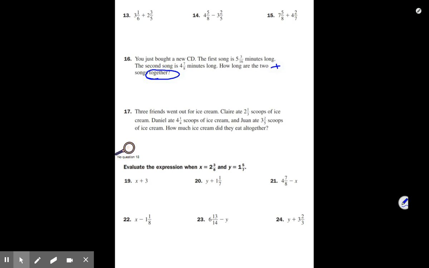Okay, number 17. It says, 3 friends went out for ice cream. Ooh, I wish one was me. Okay, I'm going to just change this one to me. All right.